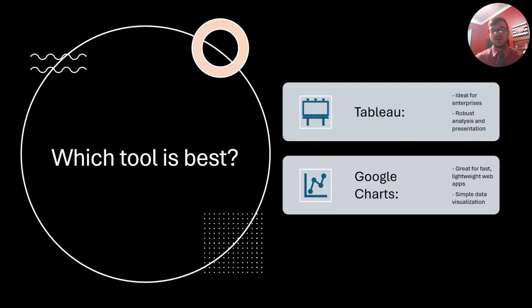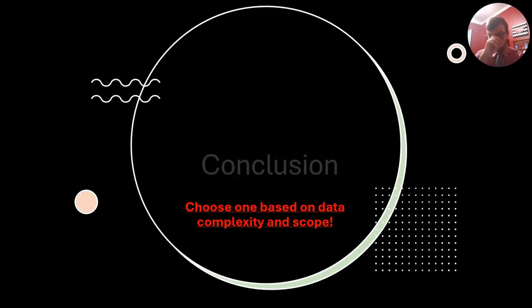Now, which tool is best? This one just depends on the data and everything else. Tableau is good for enterprises and corporations that have multiple sets or complex sets of data. It's really good for analysis and presentation visuals. Google Charts, on the other hand, is great for a fast, easy chart or graph that you want to add to maybe a website. And it's nice for simple data, not complex, not too many data sets. It's just good for those simple data sets that you just want to get a simple visual out of.